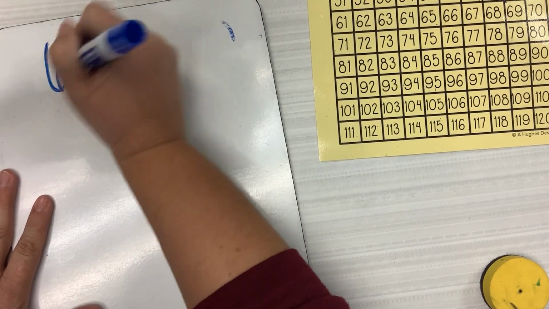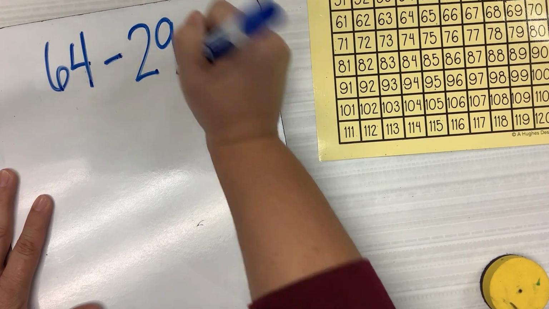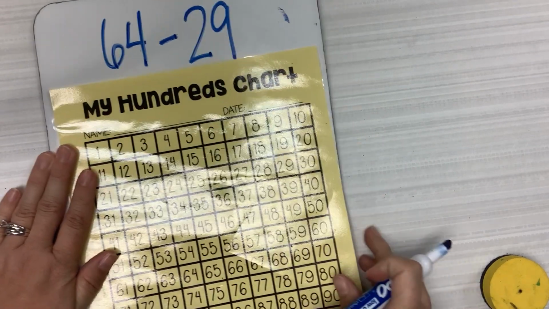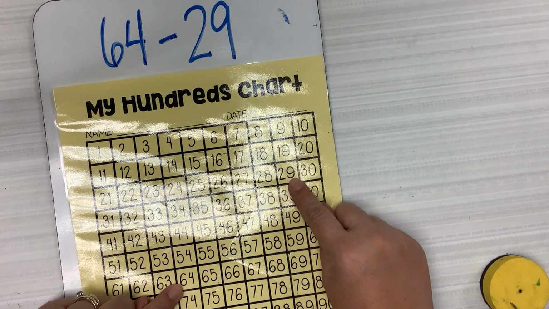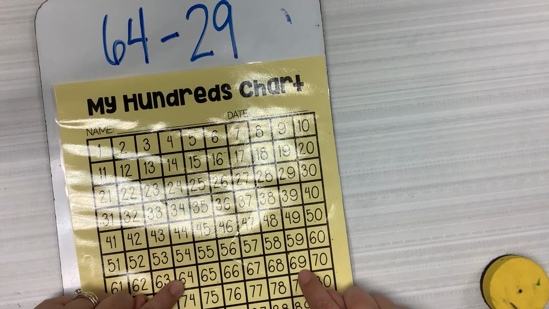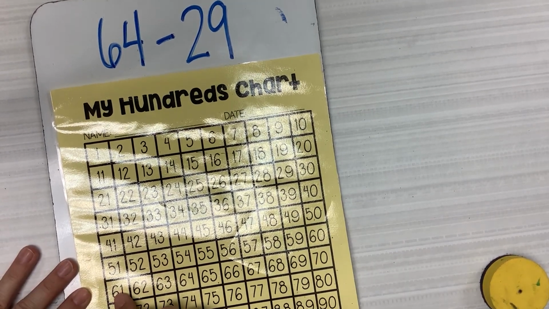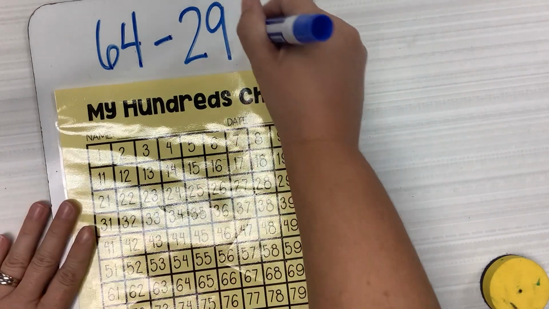Let's take 64 minus 29. Let's use our hundreds chart. We're going to start at 29 and we're going to go to 64. Ready? 10, 20, 30. That would be too much. 31, 32, 33, 34, 35. I end at 35 when I get to my big number. Answer's 35.